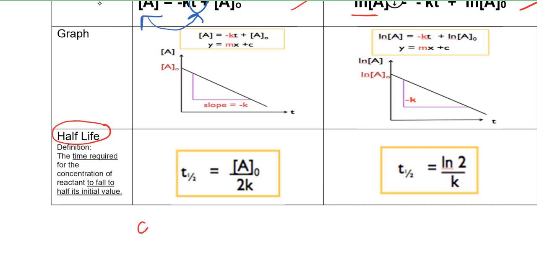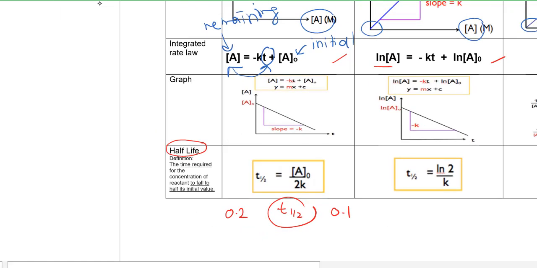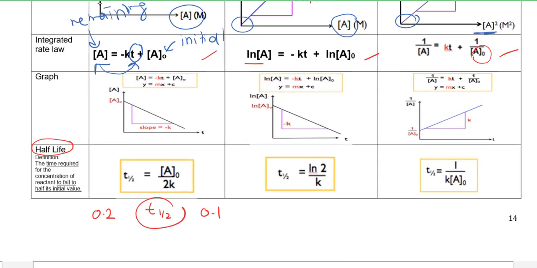For example, 0.2 is the initial. What is the time taken to become 0.1? We call that time the half-life. The equation for half-life is different for zero, first, and second order. So you need to memorize this one as well.